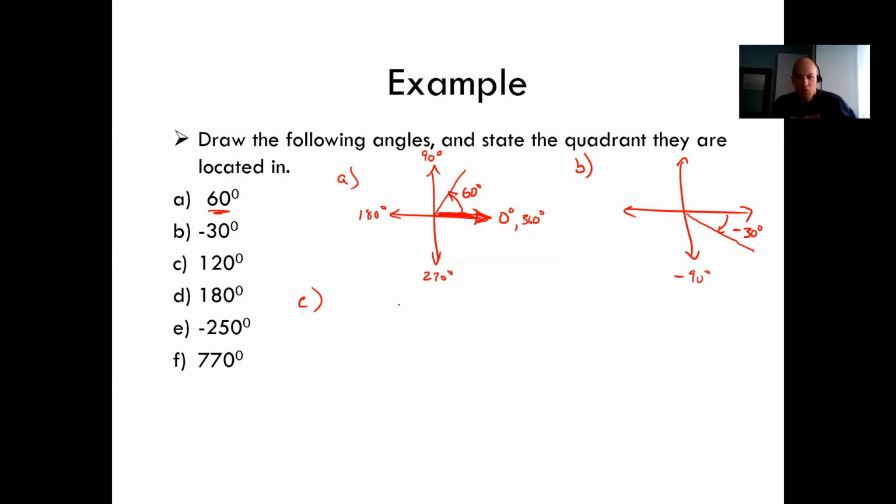Okay, for C, 120, we'll sketch. It's positive, so we're starting at the positive x-axis like always, and we're rotating 120 degrees. That means we're going past 90, which would be straight up and down. There's 90, and we're going to 120, so we go 30 degrees past 90. So that's about a 120 degree angle. For 180, it turns out positive and negative are the same thing. Doesn't really matter.